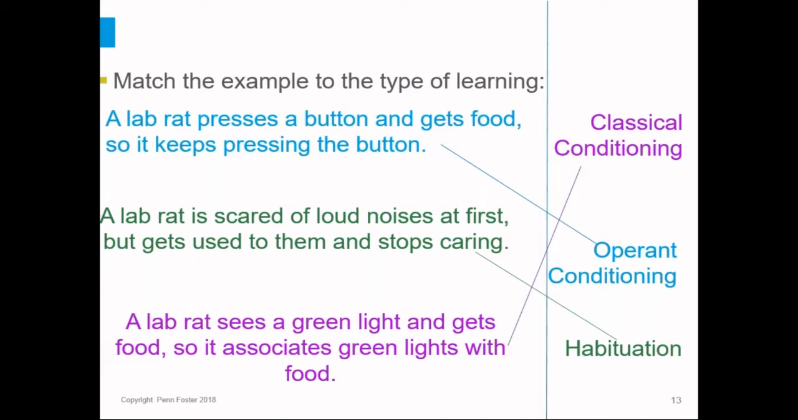And both operant and classical conditioning can have positive and negative results. So both of these are about the rat getting food, but you could do the same thing and say the rat gets punished. It could press the button and get an electrical shock and learn that the button is bad, or it could see a green light and get an electrical shock and learn that green lights are bad. So they could go both ways, but I just used positive examples for this one.